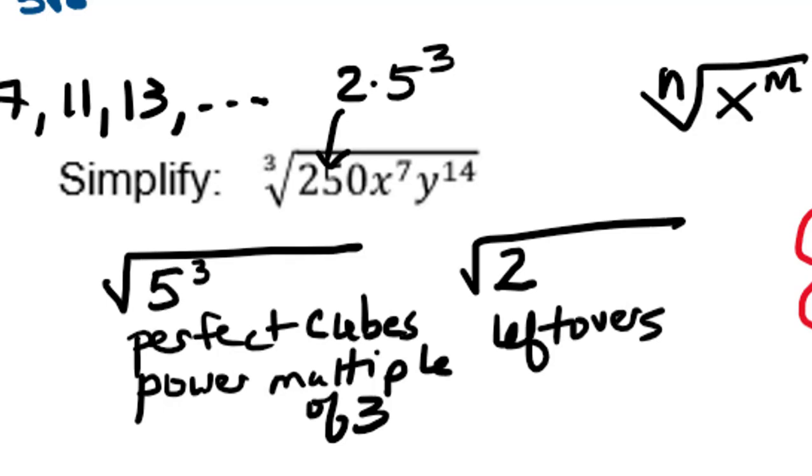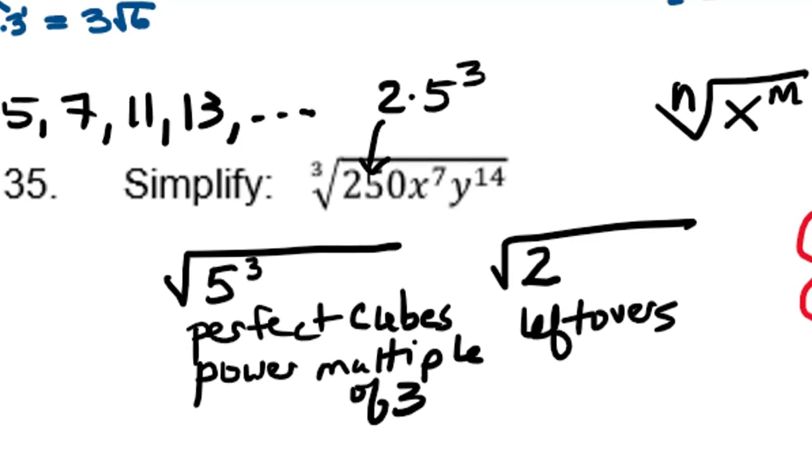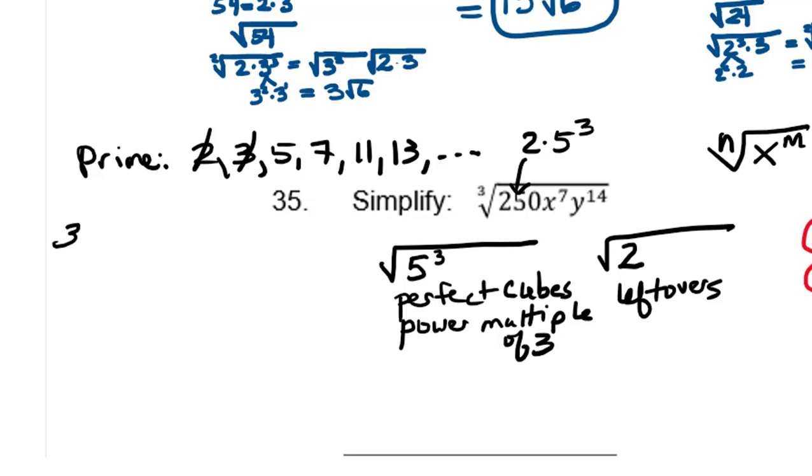X to the 7th is tricky. The power 7 is bigger than 3, so we're definitely going to be able to break it apart and put something into the perfect cubes. What you want is the highest multiple of 3 less than 7. So what are multiples of 3? 3, 6, 9, 12. These are all multiples of 3. The biggest one less than 7 is 6. So we're going to break apart x to the 7th and think of it as x to the 6th, which is a perfect cube because it's got a power that's a multiple of 3, and then times x to the 1st. So that one is in the leftovers.